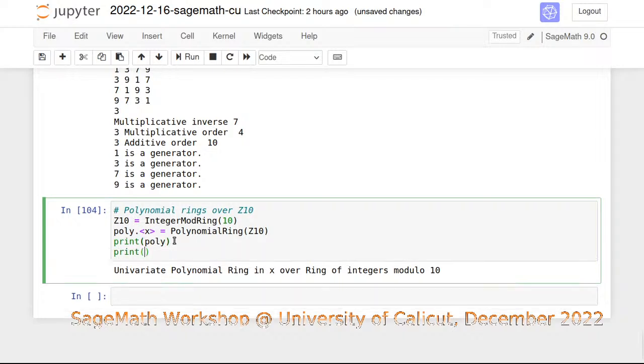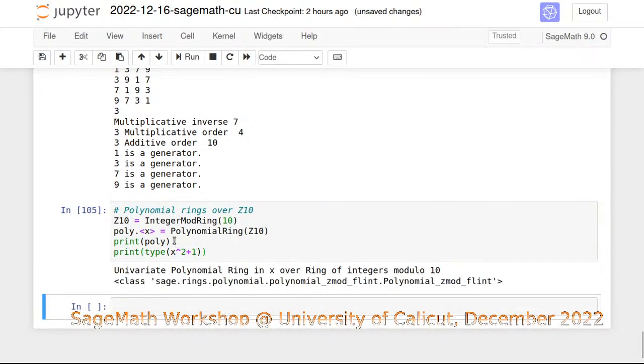Maybe we can see x square plus 2, type of x square plus 1. What is this? You can see that this Z mod is appearing here. Polynomial Z mod.